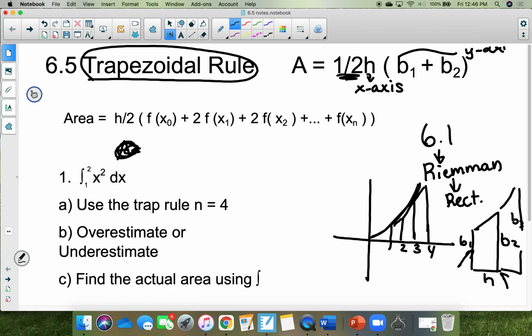So that's why the formula is this. 1/2 of H is the same thing as H divided by 2. And that H never changes. It should be the same interval. You need the first value, then 2 times the second, 2 times the next, all the way to only the last one once. So I'll show you right here.